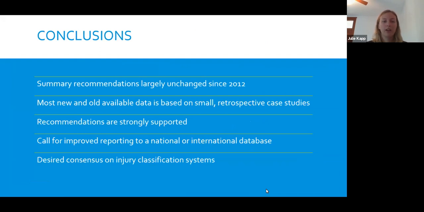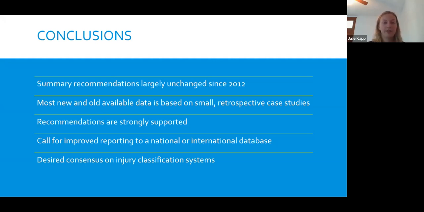So in conclusion, the summary recommendations largely are unchanged since 2012, even with more case studies being reported. Most new and old available data is based on small retrospective case studies. Prospective studies of lightning injuries aren't logistically or ethically feasible. So recommendations generally are strongly reported. Most of the recommendations had a 1C recommendation, which means that even though the evidence is limited, it appears that the benefits clearly outweigh the risks or burdens, even though they come from case reports and observational studies.